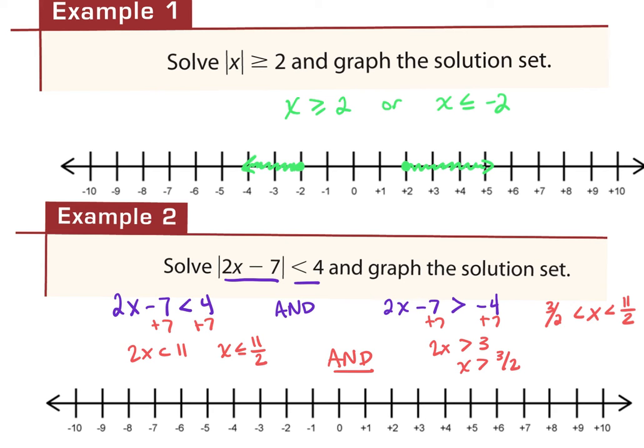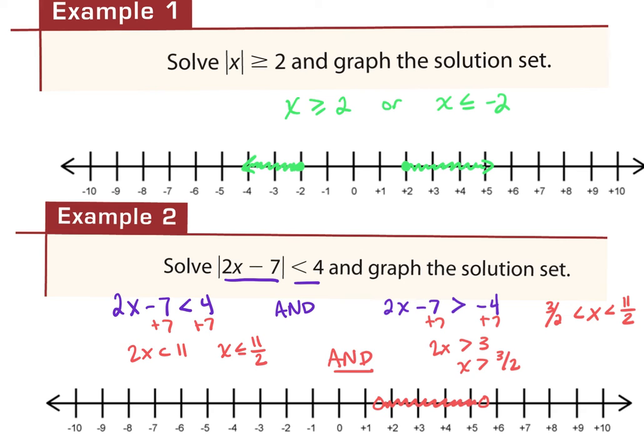Keep in mind, it is only where they cross over. This is a less than, not a less than or equal to. So I'm going to go to 11 halves, which is at 5.5, right? Open circle. I'm going to go 3 halves, which is 1.5, open circle. And I'm going to graph everything in between it.